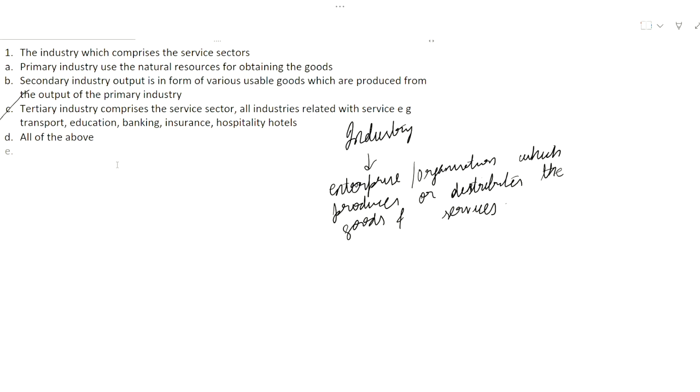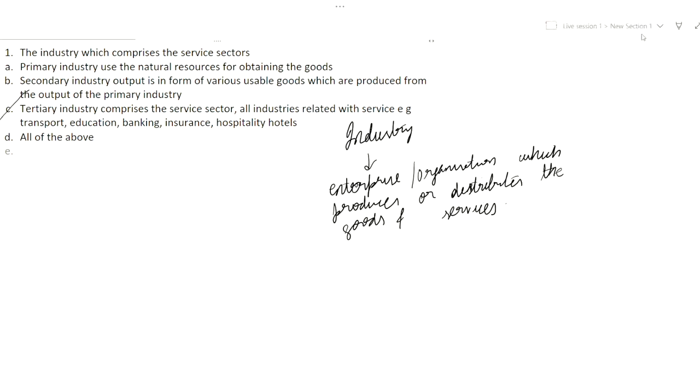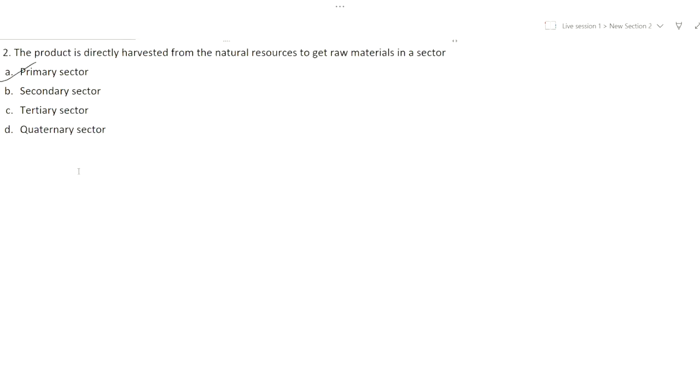And here we also discussed the sugar industry as an example, which is the output of the sugar cane. So thus it is a secondary industry. Next, this is also one more question based on primary, secondary, tertiary industry.